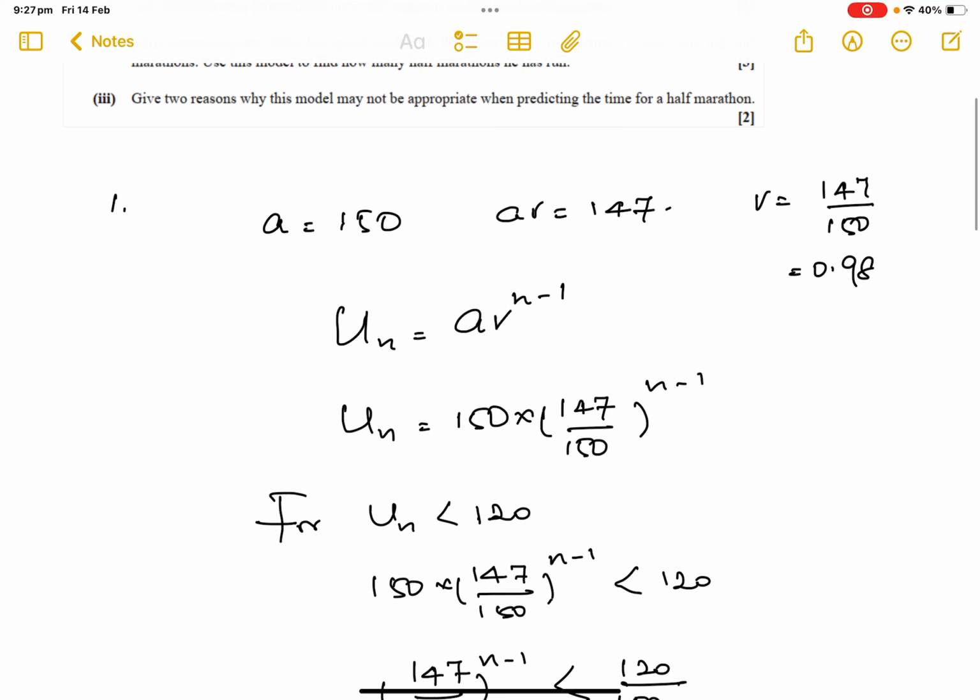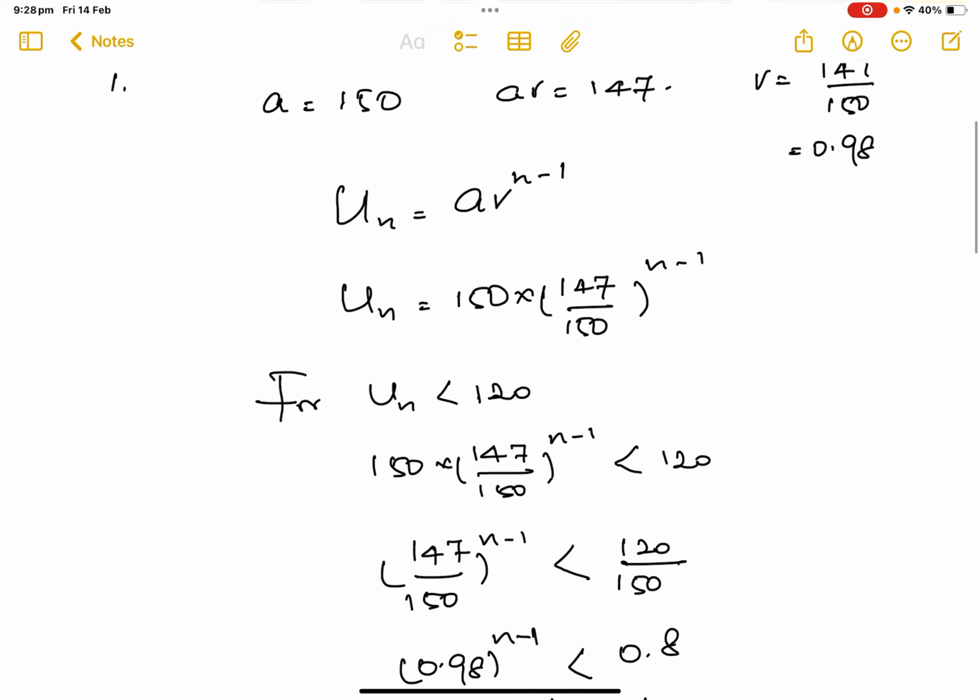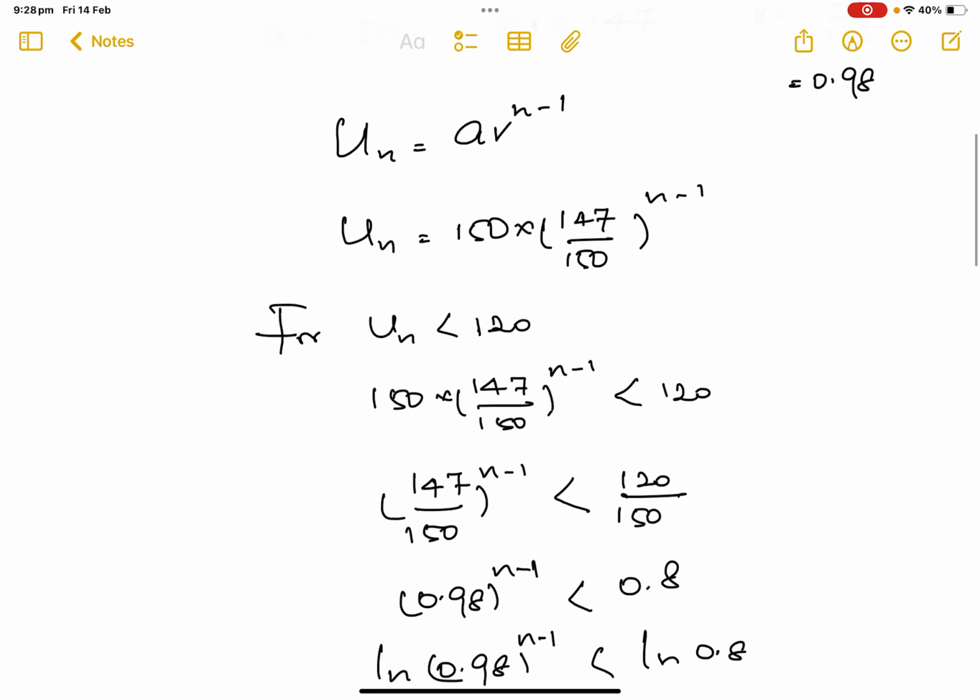Any term, or any half marathon, is un equal a times r to the power n minus 1. That's a standard formula. It could be the second, third, fourth, fifth, or 100th. So un equals 150 times 147 over 150 to the power of n minus 1. That's the standard formula.